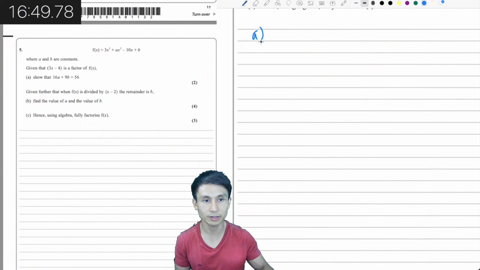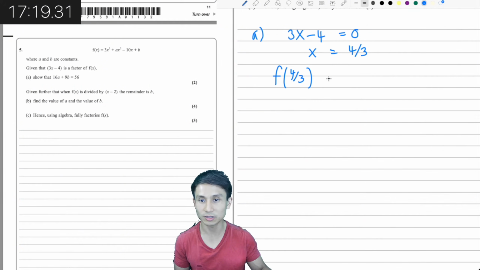Gonna do a here again. Given the function f there, where a and b are constants, given that 3x minus 4 is a factor, so this is factor theorem. Whenever we are given a linear factor like that, we can just substitute the critical value. The critical value can be found by putting 3x minus 4 equals 0. So the critical value is 4 over 3. And we put 4 over 3 into the function and put it to 0 basically, right?